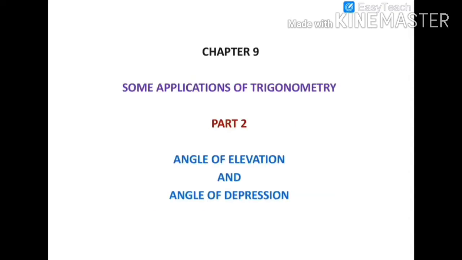We have started with chapter 9, Some Applications of Trigonometry, in which we are learning how to find the heights and distances using trigonometric ratios. So far we have solved some simple word problems based on this concept. In today's video lesson we will understand the meaning of angle of elevation and angle of depression and apply it in solving some complex questions of heights and distances.